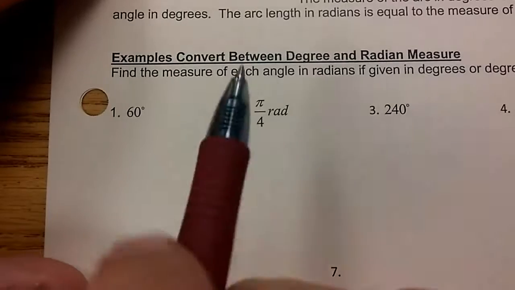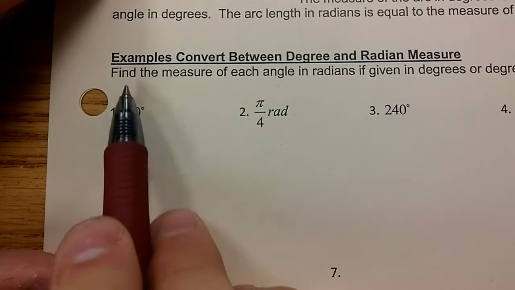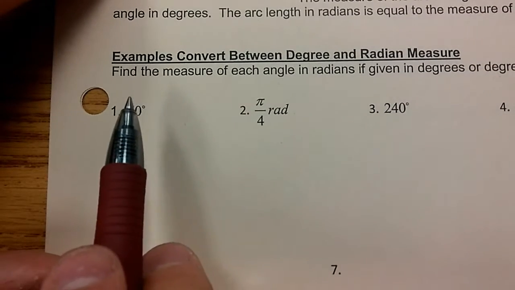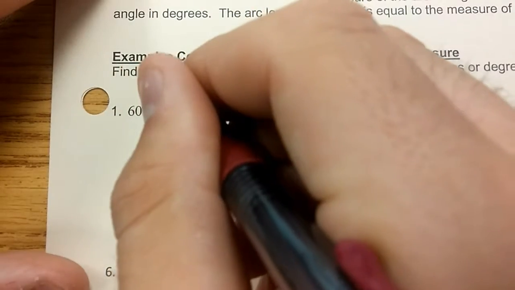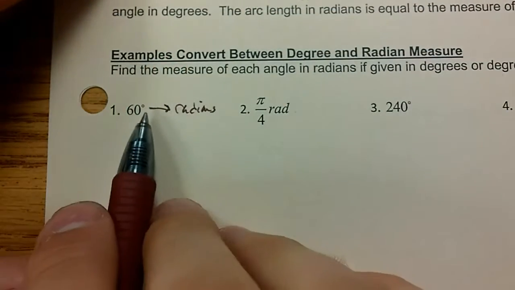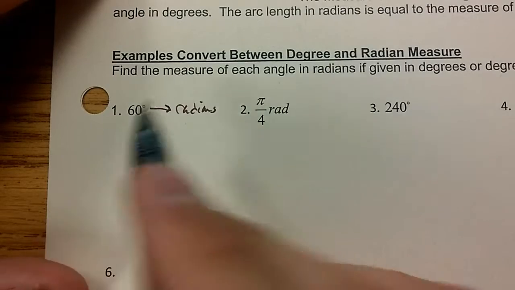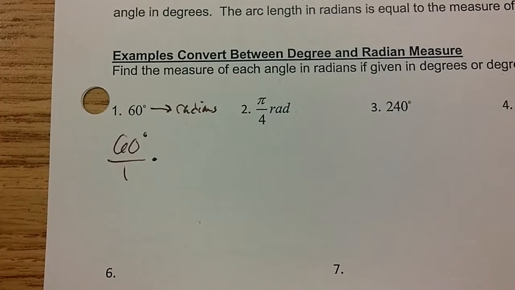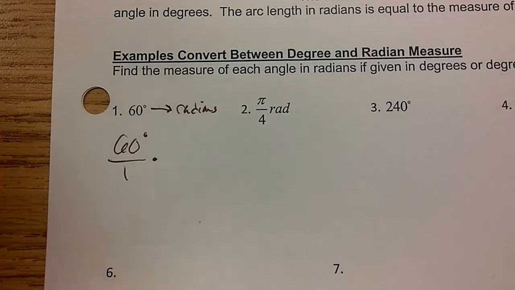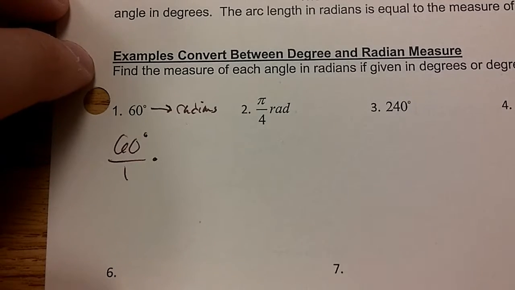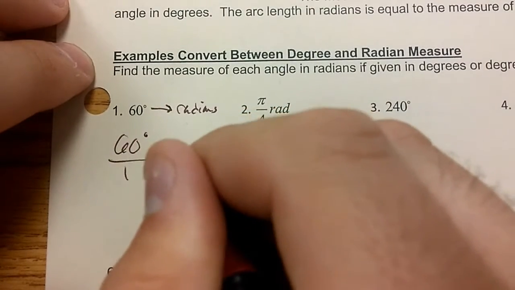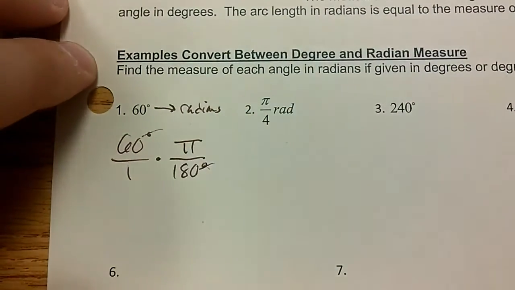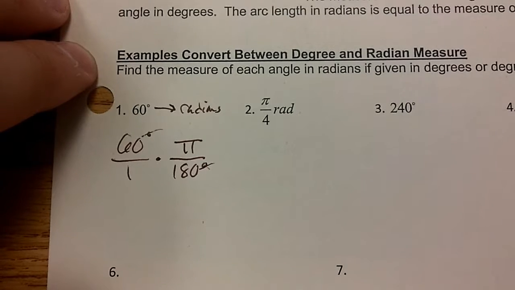So in looking at a 60-degree angle, it says find the measure of each angle in radians if given in degrees, or degrees if given in radians. This is given in degrees, so we're going to convert it to radians. So we need to get rid of the degree symbol. So 60 degrees over 1. And you have to decide between multiplying by pi over 180 or 180 over pi. You want to cancel out the degrees, so put the 180 degrees on the bottom. And this way you can cross out the degree symbol, and on top will go pi. And that's how you decide if it's pi over 180 or 180 over pi.